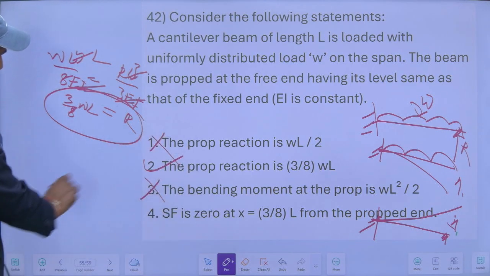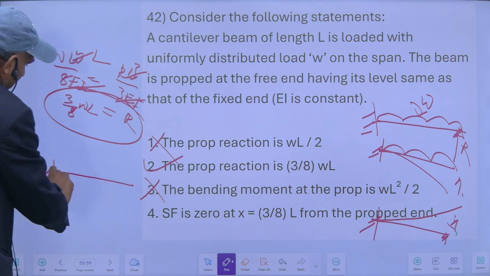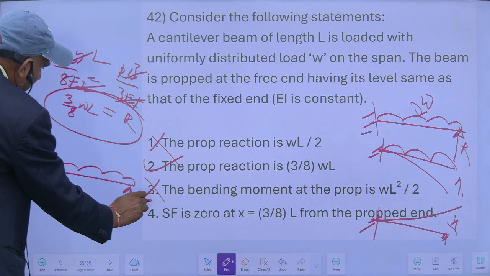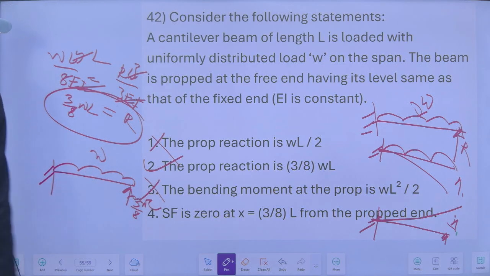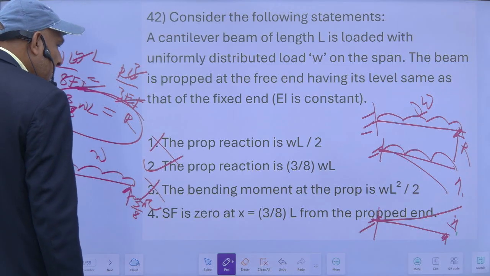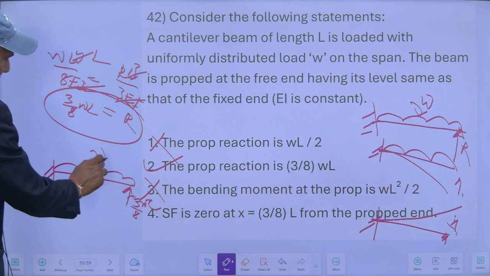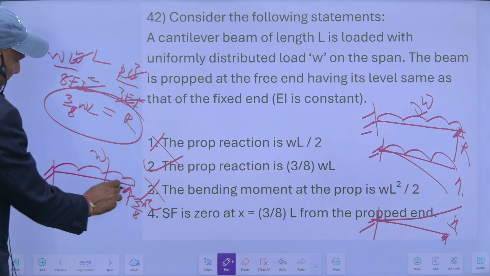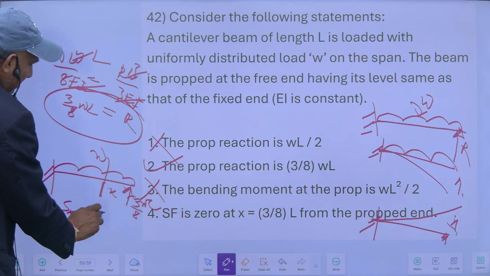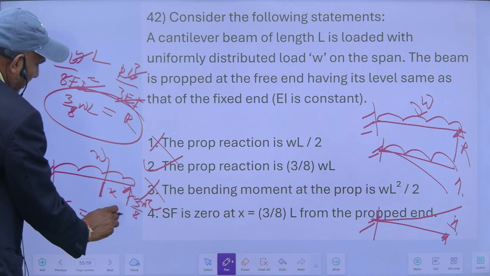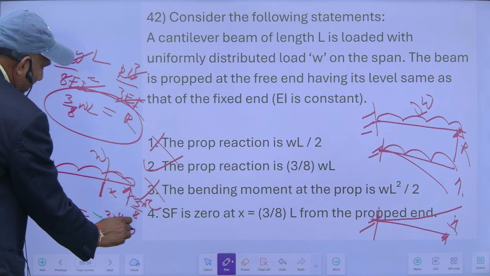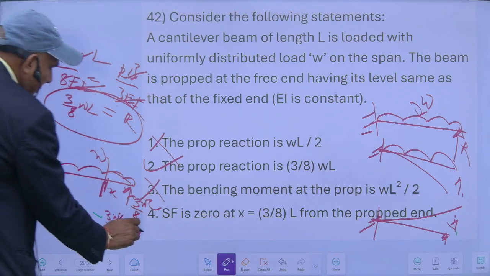If you see, this is like this. This is 3 by 8 WL. So my total load is W. So the shear force at this X, if I draw the shear force at this X, it will be upward, meaning minus 3 WL upon 8, and this is downward, so this will be W into X. My shear force will be 0.